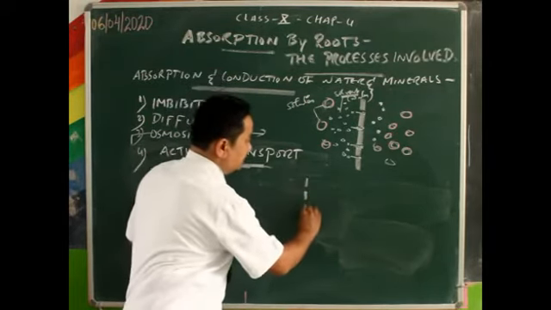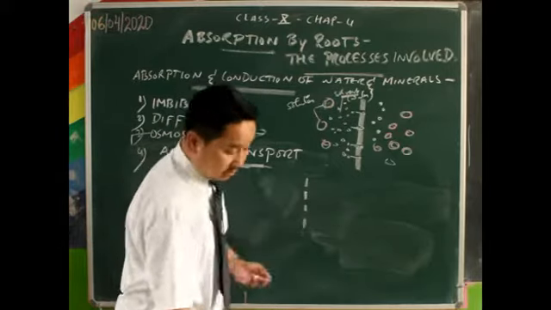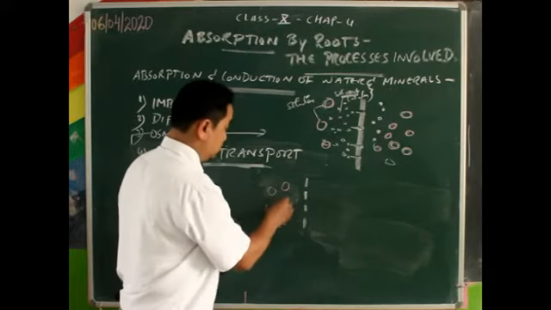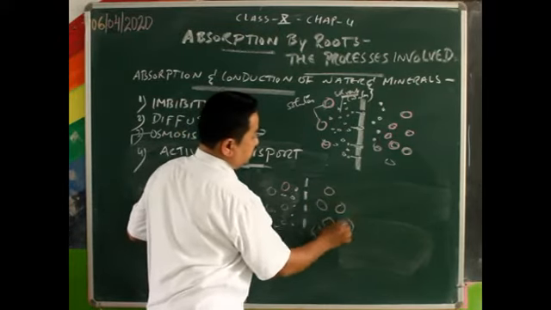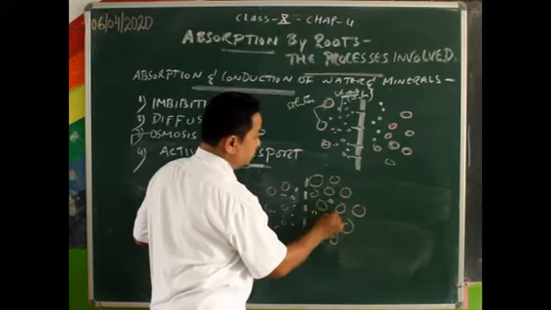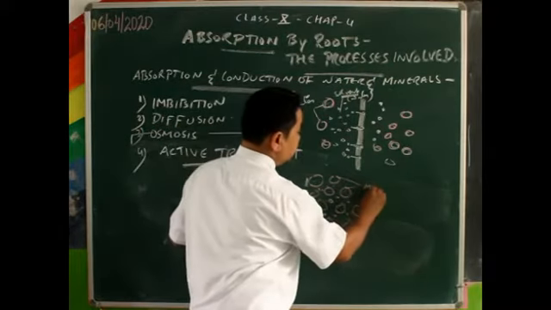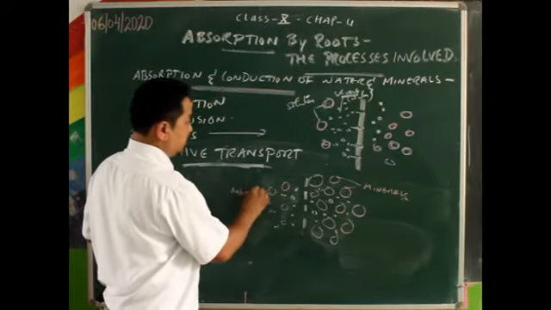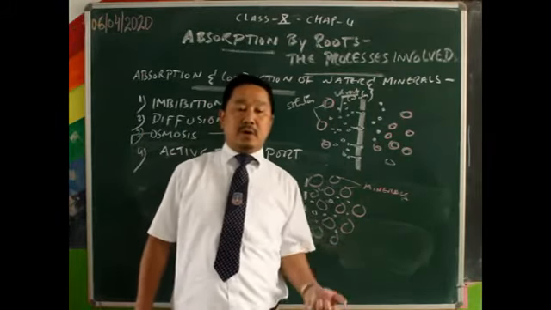Suppose this is the cell, cell membrane as you see here. So minerals may be less outside. Okay? But here, minerals will be more. Sometimes what happens? Plants are already there with a lot of minerals. These are minerals. Minerals include ions, you see, then magnesium, copper, sulfates.